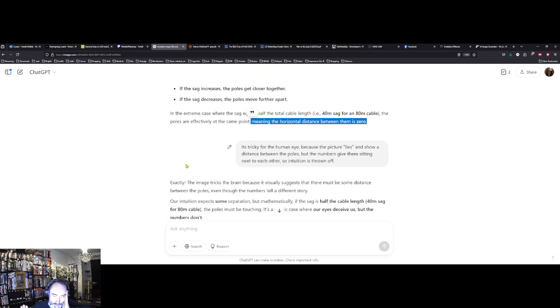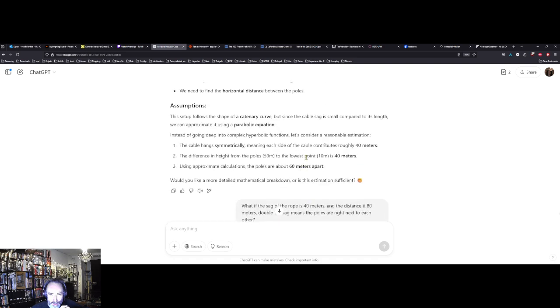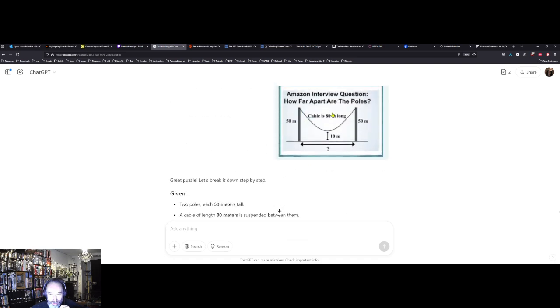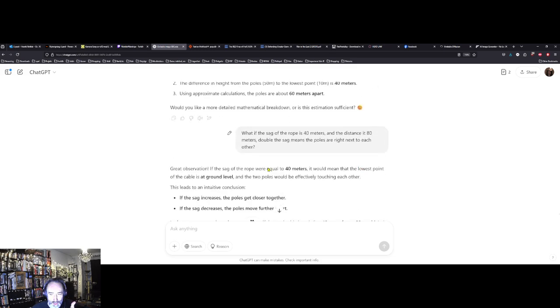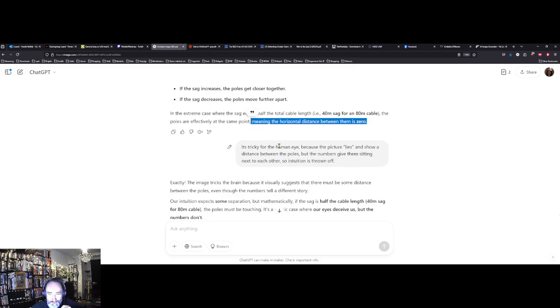I'm not here to prove that the AI was incorrect. I just wanted to discuss a bit with the AI after this. It's tricky for the human eye because the picture lies and shows a distance between the poles. Let's show it here. You see, the poles are not next to each other. So like a human intuition, I show a distance between the poles, but the numbers give them sitting next to each other. So intuition is thrown off.